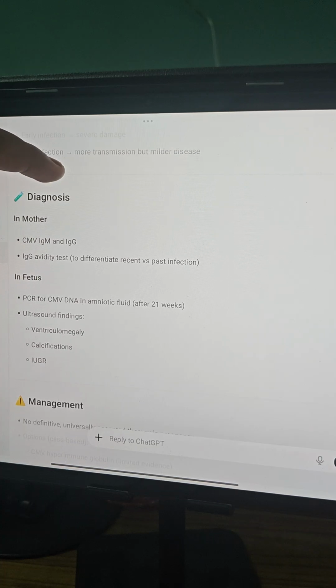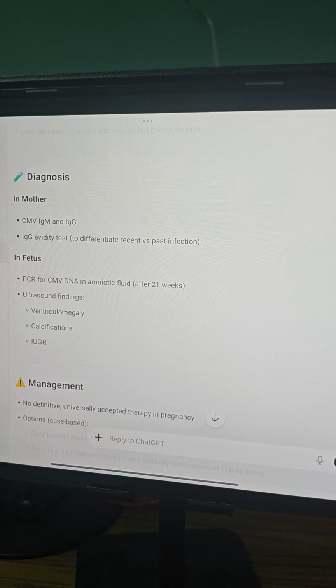So for diagnosis, after doing serology of the mother, we can see the presence of CMV IgM, and if IgGs are positive, then we can do an avidity test to confirm recent or past infection. In the fetus, amniotic fluid is tested for CMV DNA, and it is done after 21 weeks. Ultrasound findings can also be significant, like ventriculomegaly, mild, moderate, or severe, and calcifications and IUGR.